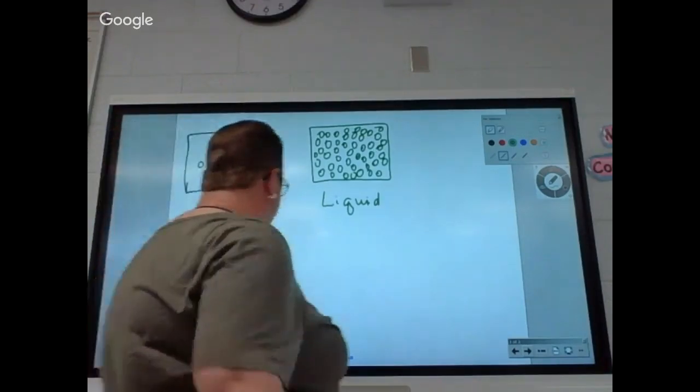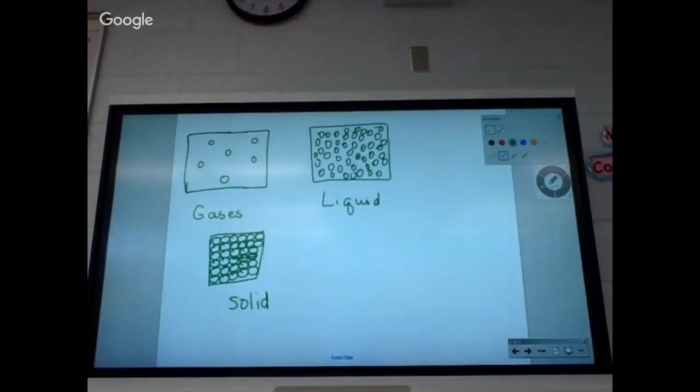So gases have less particles. Gases have a lot more space between the particles, so they get to move around. Yes.